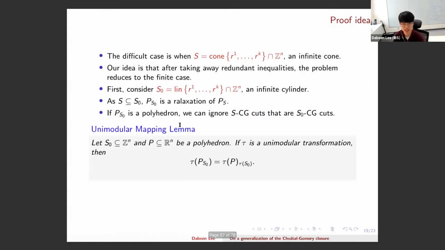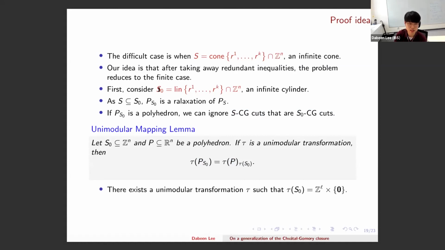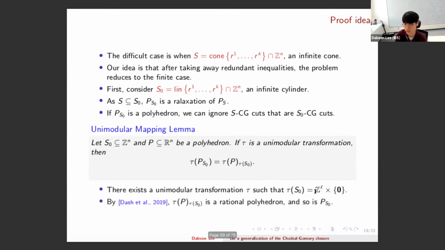How do we show that? We use a unimodular mapping lemma, basically to prove that this set is a polyhedron. We can focus on the set obtained after taking this unimodular mapping. Because S0 is a set of integer points in a linear subspace, you can show that there is a unimodular mapping that maps this to a set of this form. And this is a setting we have already settled in the previous paper. So it proves that the closure for S0 is a polyhedron.